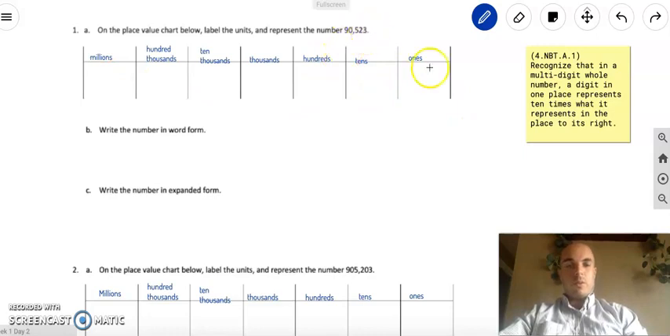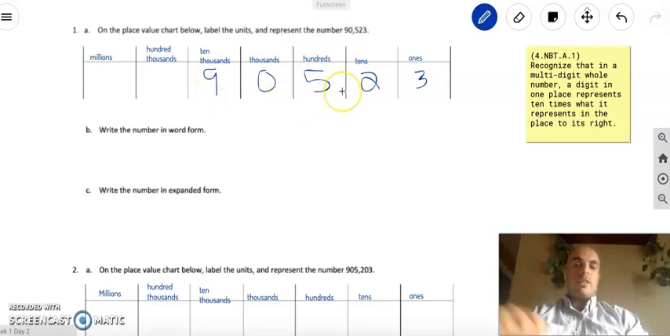So first, my ones place, I have a 3. My tens place, I say I have a 2. My hundreds place, I have a 5. My thousands place, I have nothing or 0. And then my 10,000s place, I have a 9.